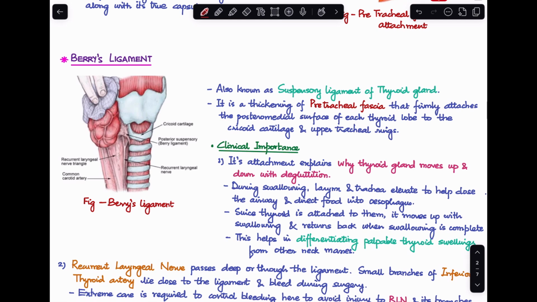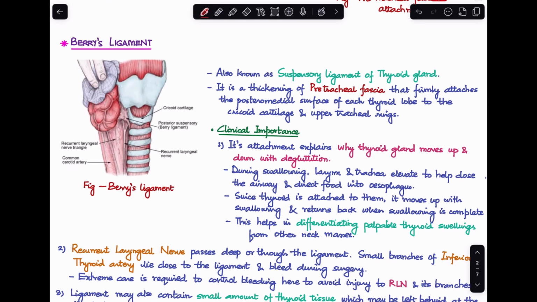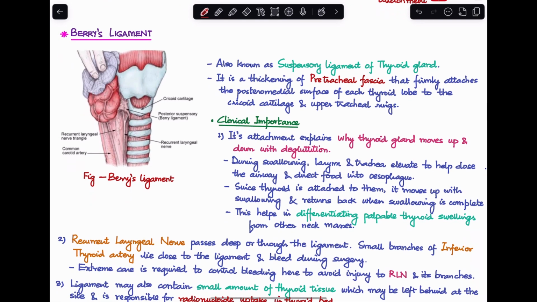Now let's talk about a structure which is known as Berry's ligament. Berry's ligament is a topic that you can actually end up getting a short note about. So what is Berry's ligament and what is the other name of Berry's ligament? Berry's ligament is also known as the suspensory ligament of the thyroid gland. This is actually a thickening of the pretracheal fascia that firmly attaches the posteromedial surface of each thyroid lobe to the cricoid cartilage and the upper tracheal rings.